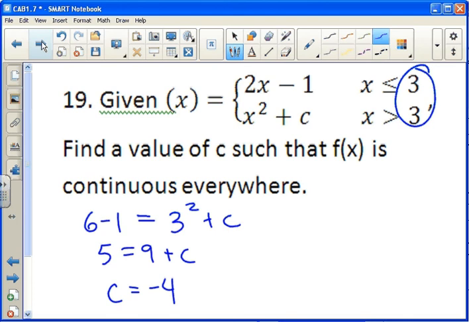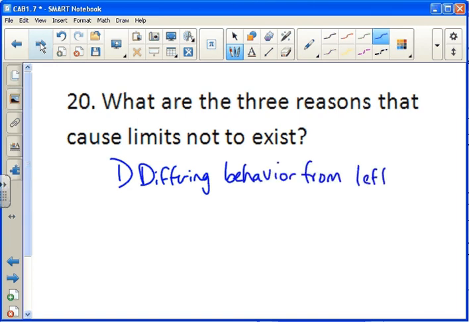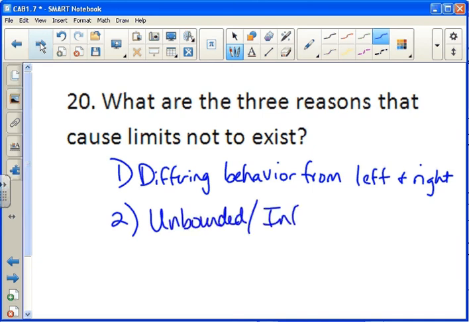Final question, the 3 reasons that cause limits not to exist. The first is differing behavior from the left and the right. That means that the left side approaches something different than the right side. Number 2 is unbounded or infinite behavior, so it goes to positive or negative infinity. And the last one is oscillating behavior. Remember, that's where it bounces up and down all over the place.